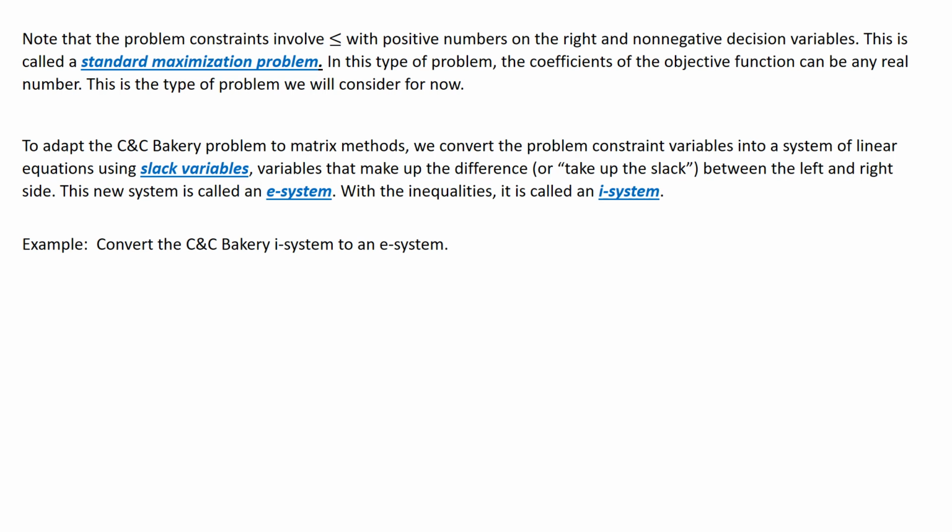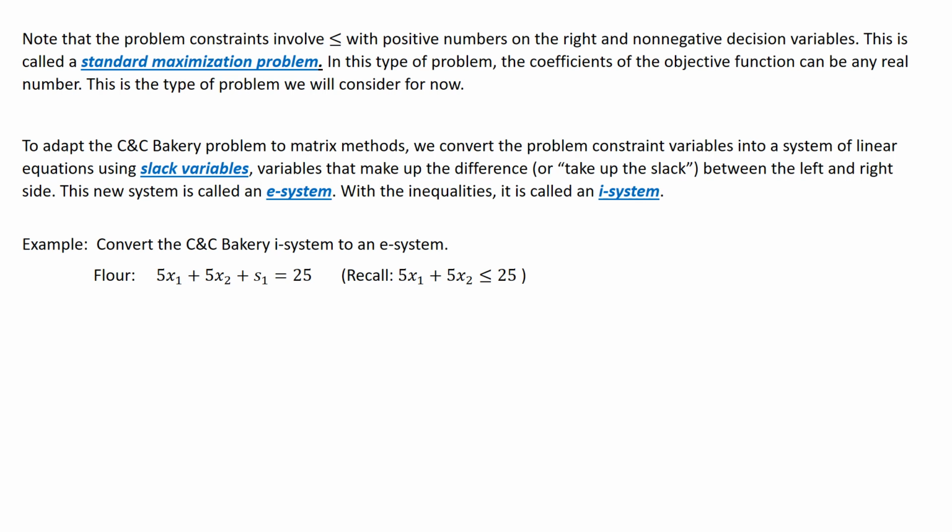So, as an example, we're going to convert the bakery I system to an E system. So the flour constraint, if you recall, in the parentheses here, 5x1 plus 5x2 less than or equal to 25. In order to make that an equal statement, we would have to add a certain number to make that equal to 25. So we're going to add S1. That is our slack variable. Now S1 could be 0 or it could be a positive number, but it is always non-negative.